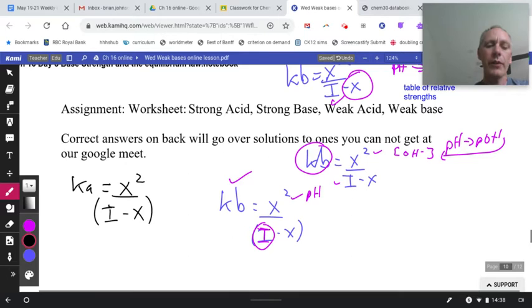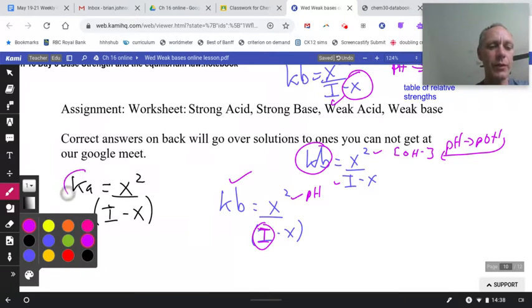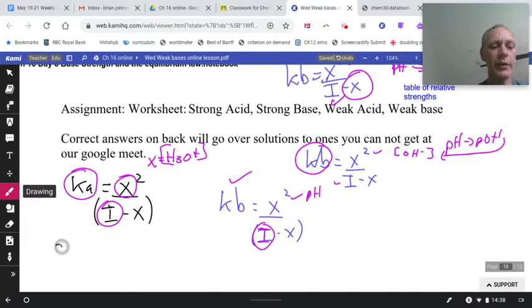Okay, so that's weak bases and weak acids. Same thing. You can solve for Ka, or you can solve for X. And remember that for weak acids, X is concentration of hydronium. Or you can solve for initial. There's always data given to get 2 of the 3. Okay, so you will always have 2 of 3.